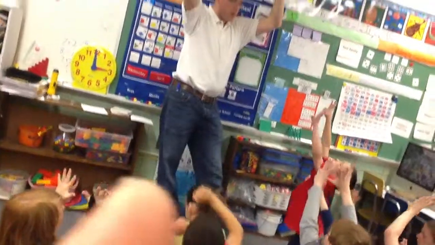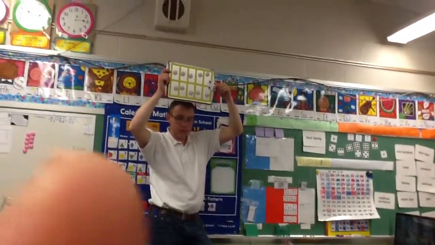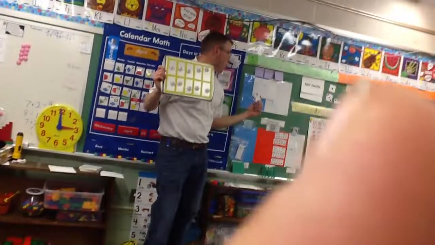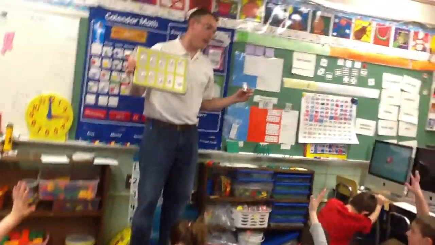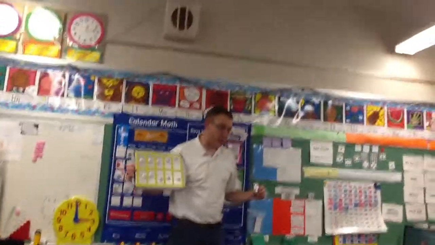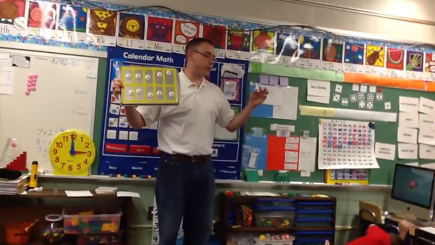Hold up 14 with both hands. Got it up there? All right. So break apart 14. What is 14? 10 and 4. All right. 10 and 4. Which number here is going to be the easiest to take 9 away from? Is it going to be the 4 or the 10? 10. So what do we do with the 4?